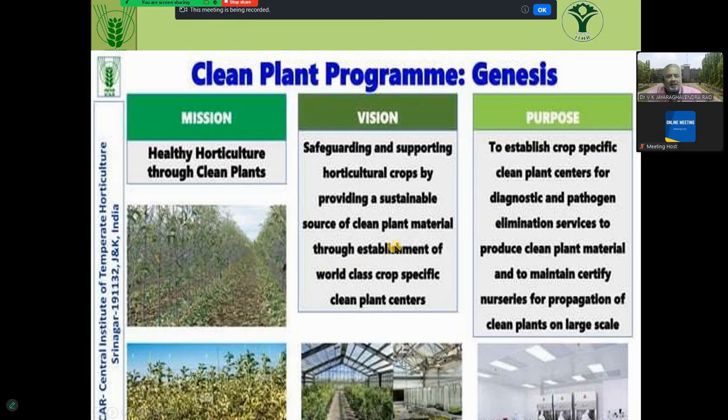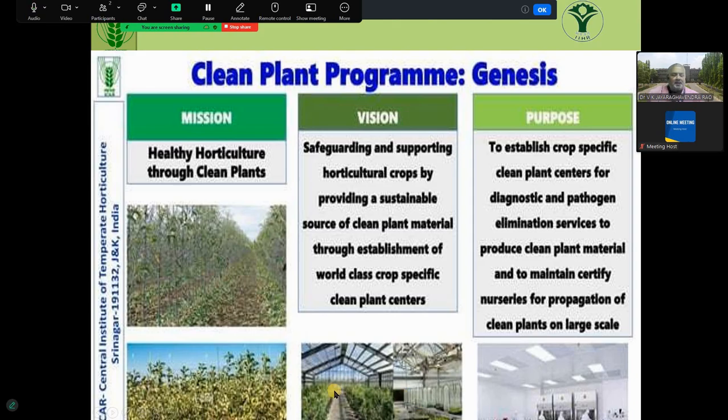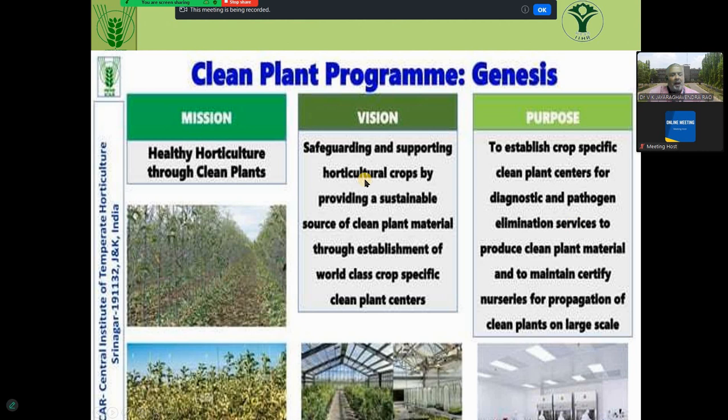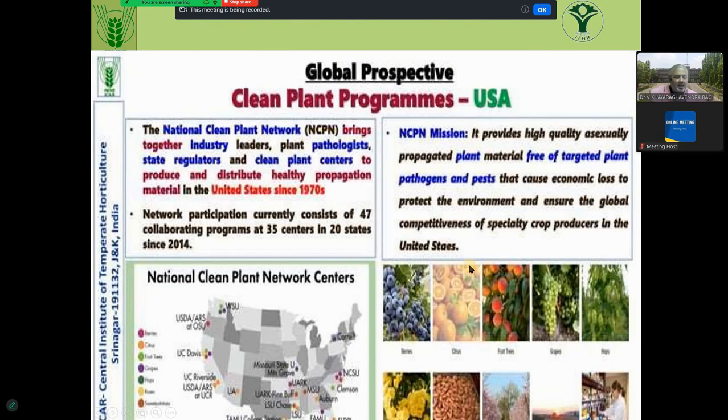Okay, and then all the nurserymen and the National Horticulture Board, the IIHR Institute. So we want world-class crops for the clean plant centers. This is one we do have at IIHR. Okay, to establish crops with a clean plant center so that the nurserymen are again certified by ICAR or by the National Horticulture Board, and they are the ones who are responsible to produce and supply the clean plant material. Similarly, even in other nations people do this clean plant production program, especially avoiding the pathogens and pests.